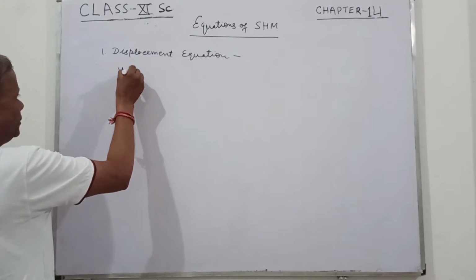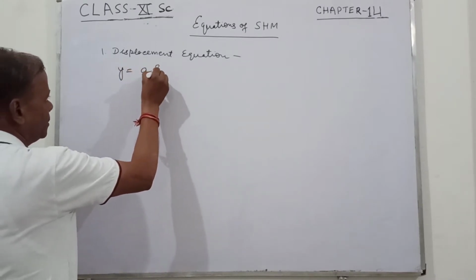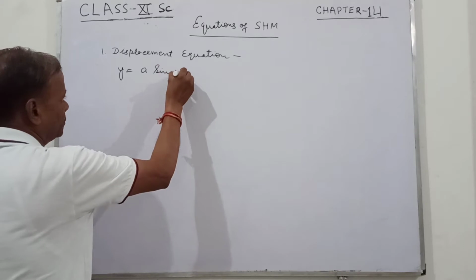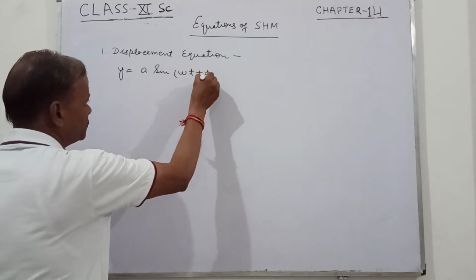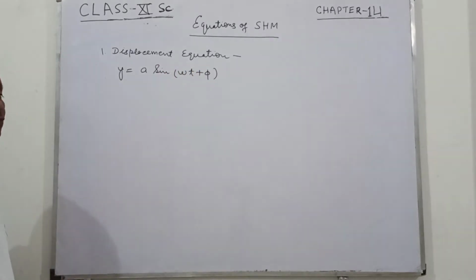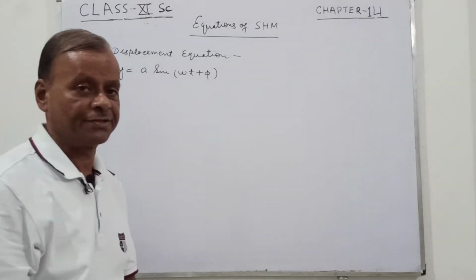Number one, displacement equation. I told you earlier that y equal to a sine omega t plus phi. Phi is the initial phase difference.